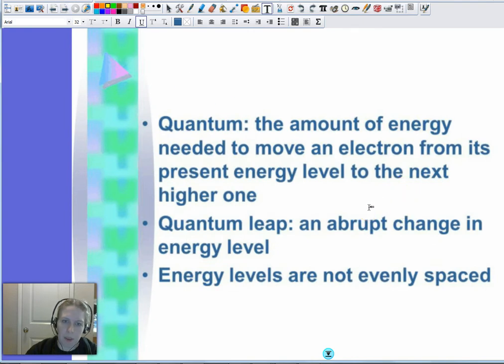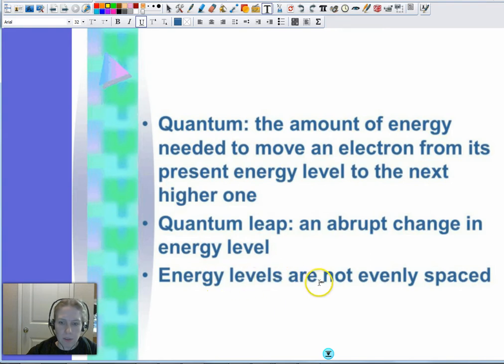Some definitions. We have quantum. It's the amount of energy needed to move an electron from the energy level that it's at to the next higher one. And quantum leap? No, it's not just a sci-fi term. It's also an abrupt change in energy levels. And remember, this is in reference to the electrons.